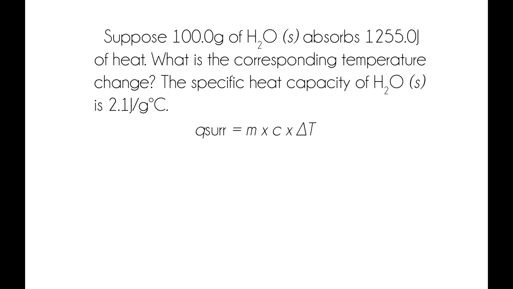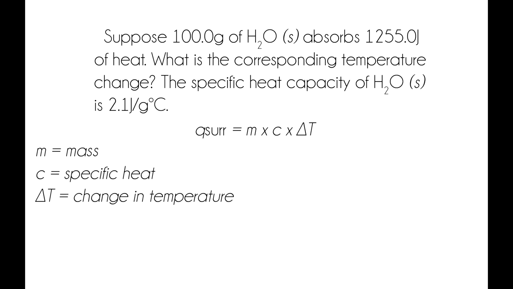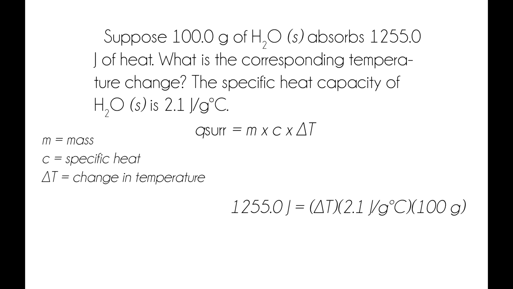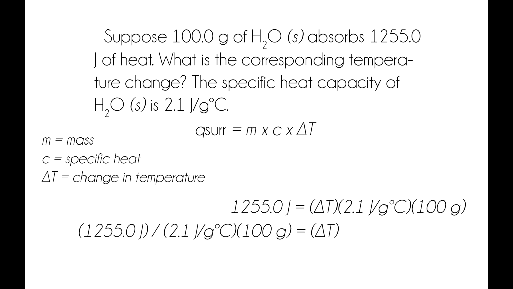Alright, in order to do this, we need to use the temperature change formula, which is the surrounding heat equals m times c times delta T. Delta T represents the temperature change, c is specific heat, m is mass, and 1255 joules is the heat change. So the problem is asking us to find the temperature change. So we simply plug in everything, 2.1 times 100 times x equals 1255, and the temperature change is 5.98 C. That's it.